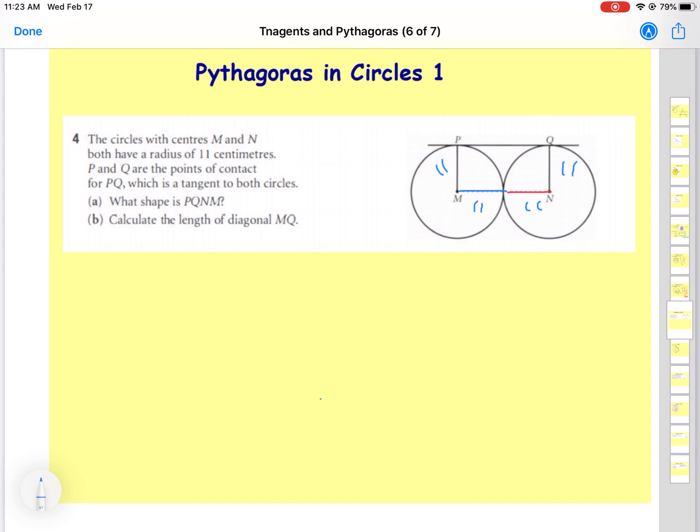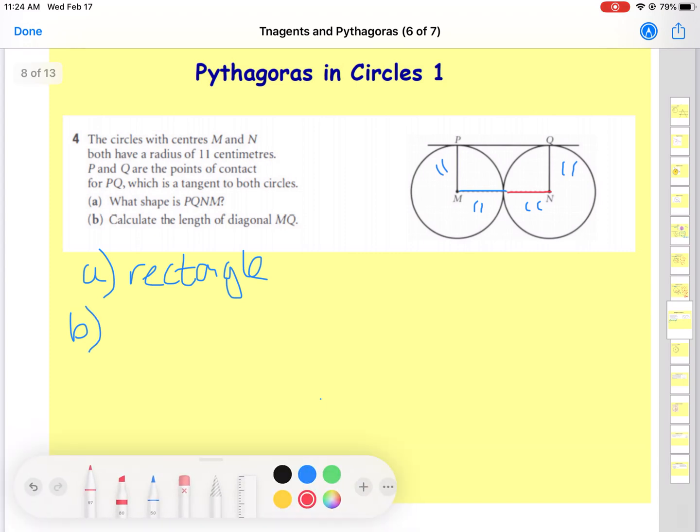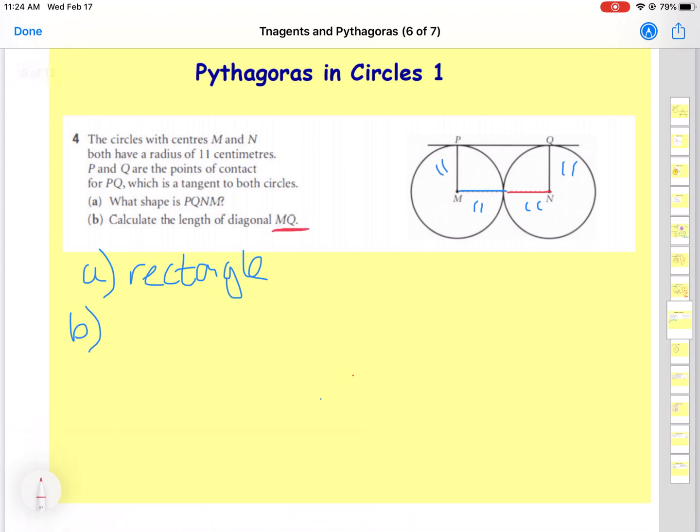Now, what shape is PQNM? Well, for part A, that's an easy one. It's a rectangle. That's not really a difficult question there. Part B is where you've got to do some of the calculations. In part B, we're looking to calculate the diagonal MQ. That's not drawn on the triangle, so if I draw that in, it'll be that line there. Now, the triangle then is in fact this triangle here. There's a right angle down the bottom there.